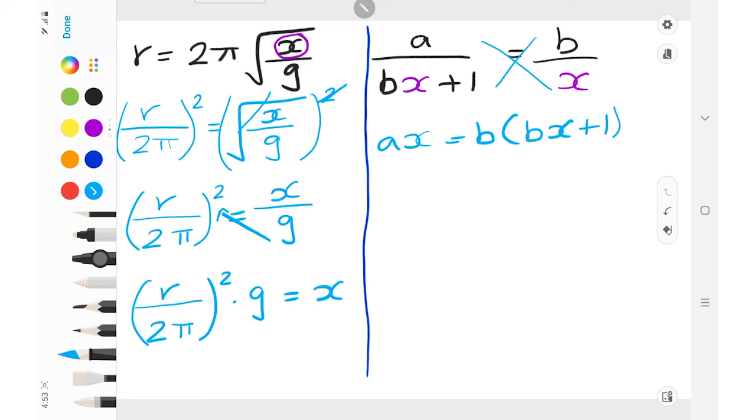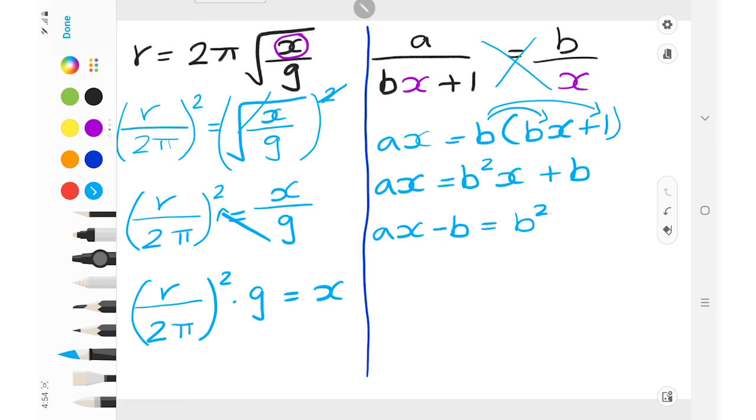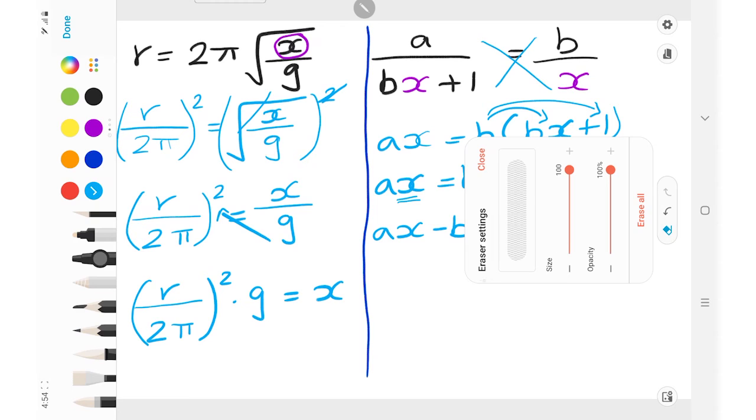b times x plus 1. So what else can I do now? Multiply the b by b multiplied by x and by the 1. So I will get b squared x plus b. I want the x. So I will subtract b from both sides. I will get b squared multiplied by x. Then I will... Oh, I made a mistake. Look what I did. I want the x. I forgot that I have an x here. I'm sorry. Okay.